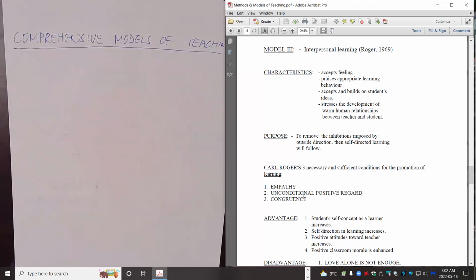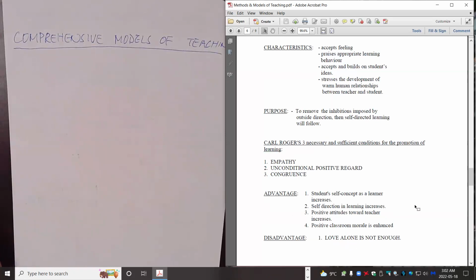Congruence. What is it? That is genuineness. There's no hidden agenda. Remember, what is a hidden agenda? It is being real, honest. So that is to be really interested in liking children and listening to their feelings. So that's congruency, genuinely liking the students. So these are the necessary and sufficient conditions for the promotion of learning.